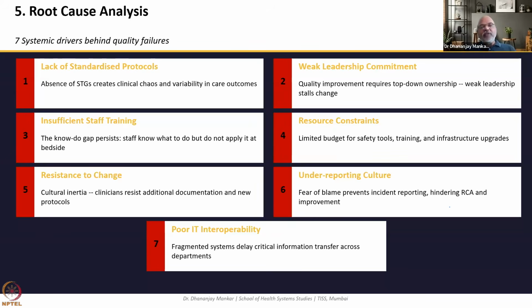Okay. Resistance to change. Even after you improve all these things, you may find there is a cultural inertia, where the hospital employees are not well motivated or not inclined, or they resist, as with the old generation, or sometimes they are worried or hate the amount of documentation, and the newer protocols which are being brought.